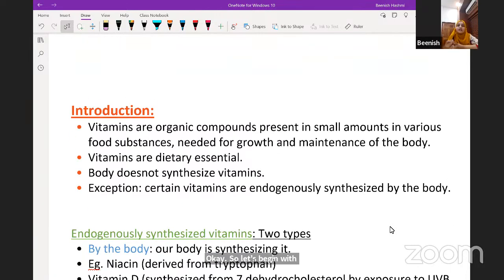So what basically are vitamins? They are organic compounds which are present in very small, minute quantities in various food substances, and they are needed for the growth and maintenance of the body. Vitamins are dietary essential. You have to take your vitamins through diet because your body does not synthesize vitamins, but you have to supplement them through diet. Certain exceptions are there.